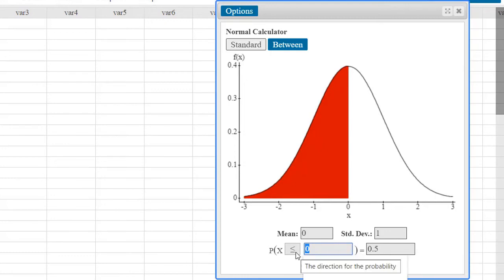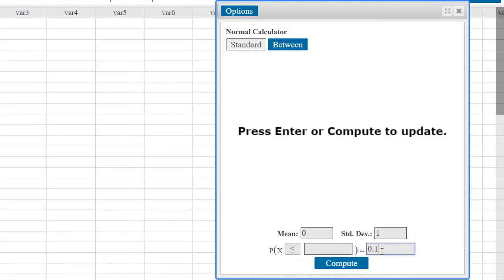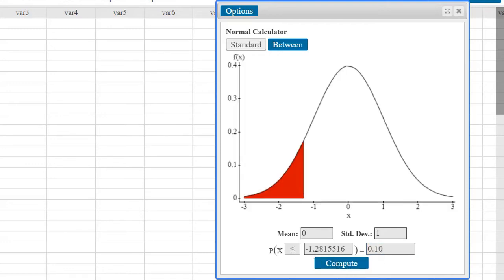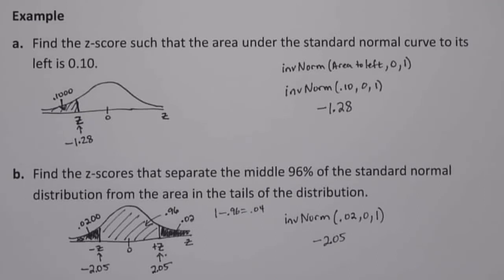So in this particular case, I'm looking for the area in the left tail. I want that to be 0.10. So the fact that it's the left tail means I'm going to make this less than. Okay? And so I type in the 0.10, but I type it out here. And when I say compute, it gives me the z-score that has that area to the left, which is negative 1.28. Okay?